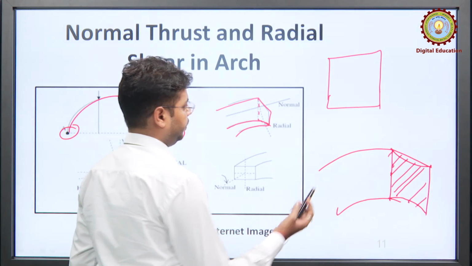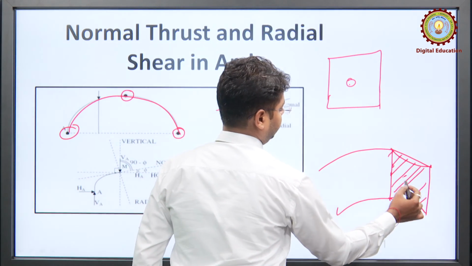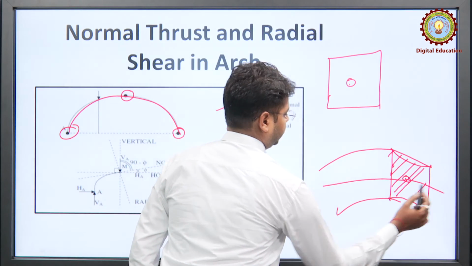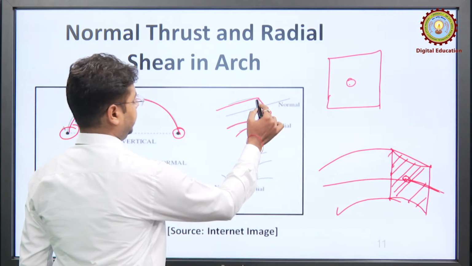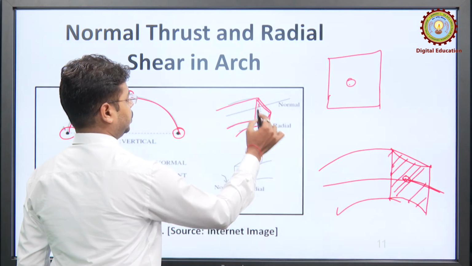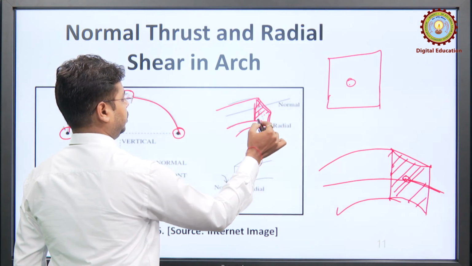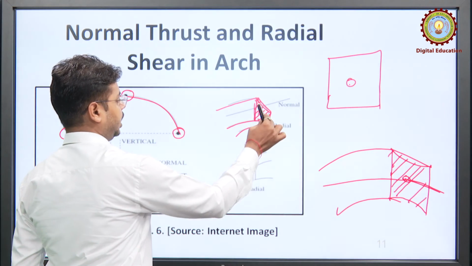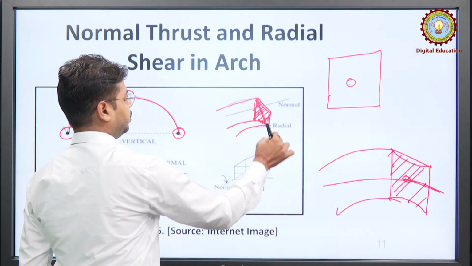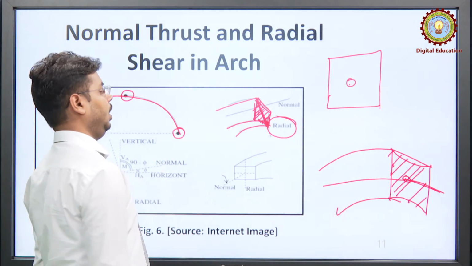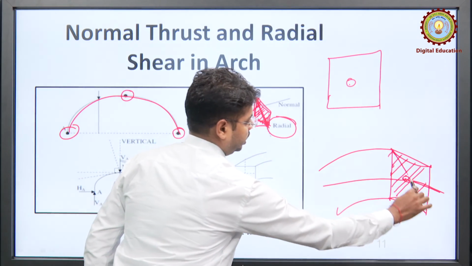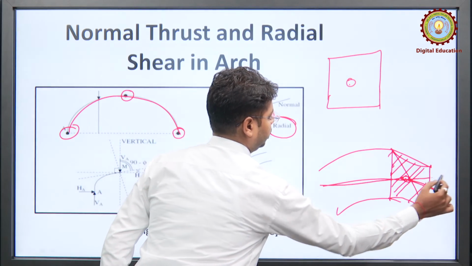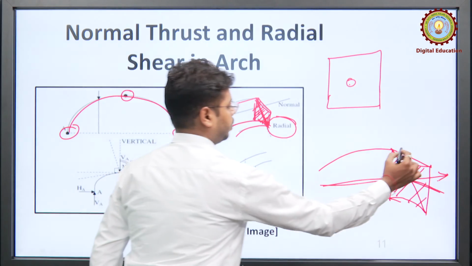This is the 3-dimensional view. This is the top view and this is a 3-dimensional view. The axis which is passing through a center point, you can see here, this portion has a surface. The diagonal of this portion we can see here, calling as radial. This is your radial thrust and this is your axis which is passing through this point, called normal thrust.